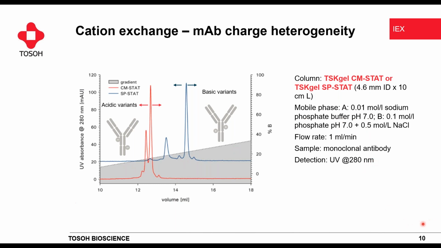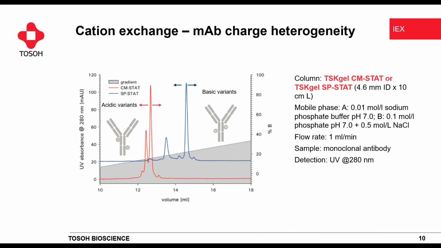Then we have in red the CM stat column, and in blue this SP stat column. If you look at the two chromatograms, you already see that they have different selectivity for these different variants. So they are differently strong cation exchangers. The blue line, the SP stat, is the stronger cation exchanger in this case, and obviously this one is leading to better separation of the variants.